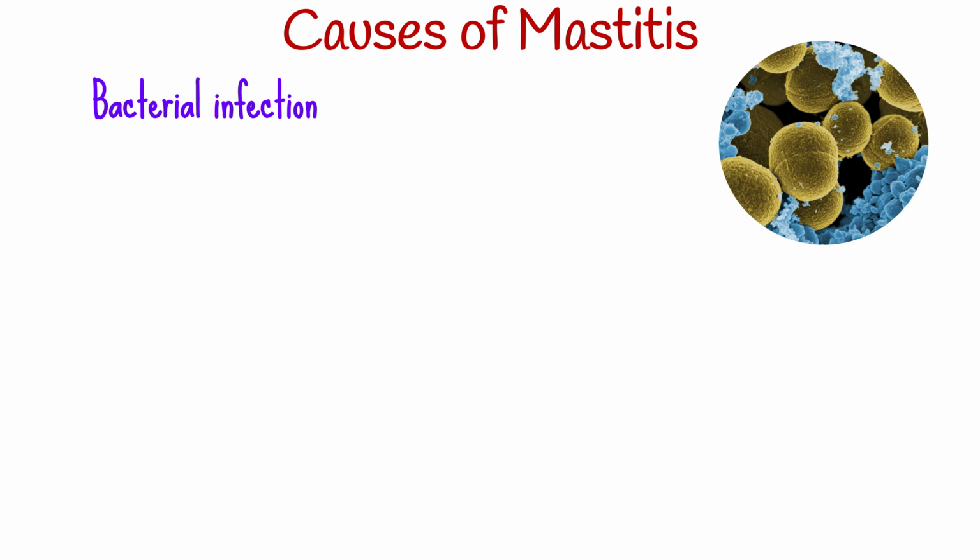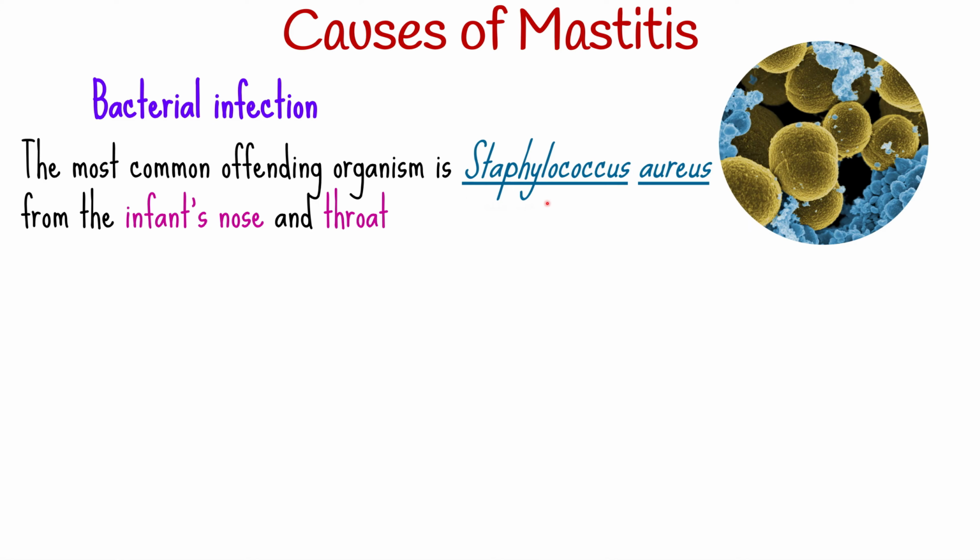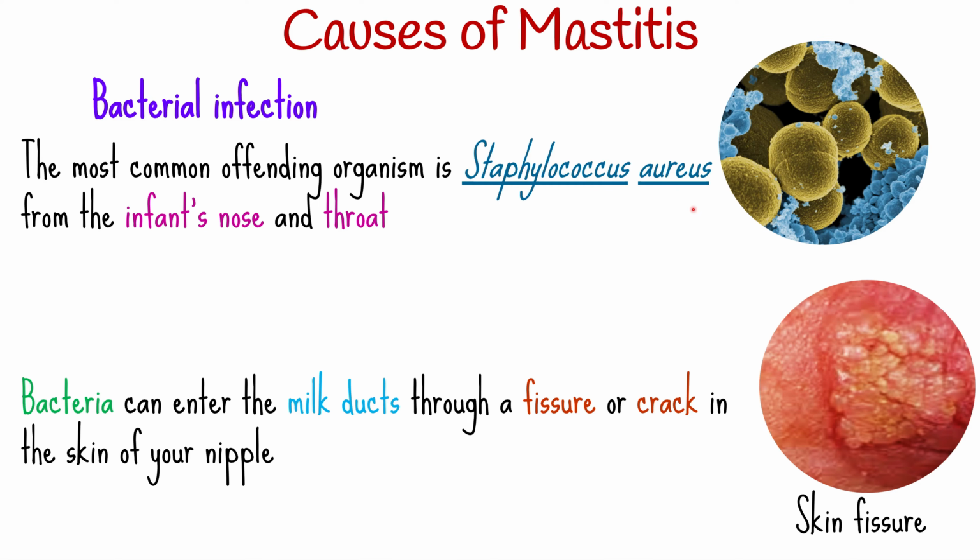Two causes of mastitis are known. The first one is bacterial infection. The most common offending organism is Staphylococcus aureus from the infant's nose and throat. In cases where there is a crack in the skin of the nipple, bacteria from the surface of your skin and your baby's mouth can enter the milk ducts through a fissure in the skin of your nipple, or a milk duct hole. This eventually causes mastitis.